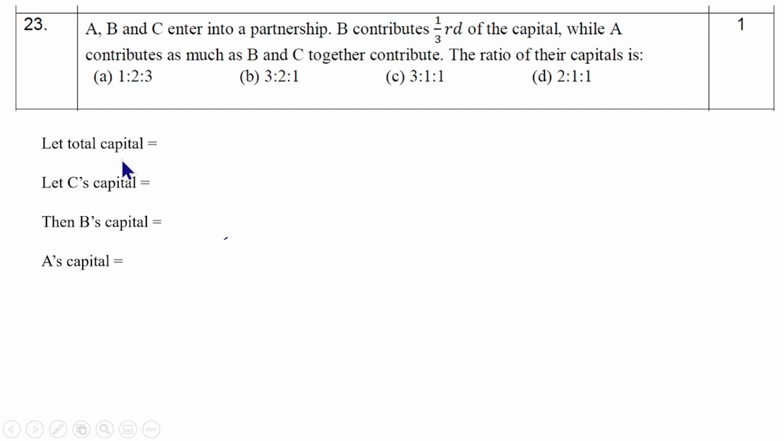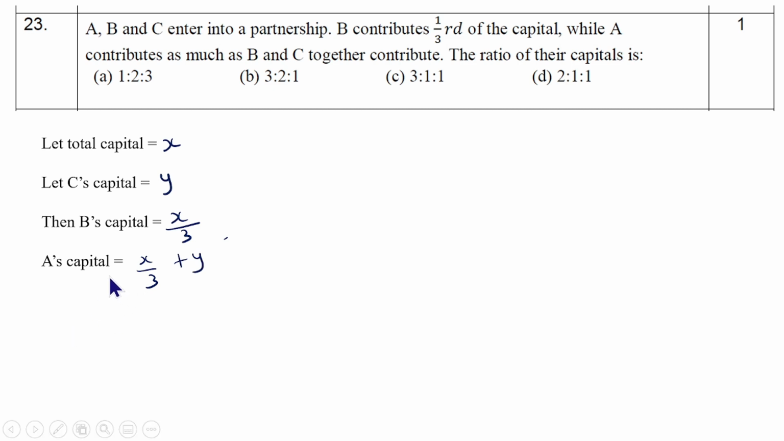So first let us take total capital equal to X rupees and let C's capital be equal to Y rupees. Here it is given B contributes 1/3 of the capital. It means B's capital is equal to X upon 3, so 1/3 of the total capital. And then it is given A contributes as much as B and C together contribute. So A's capital will be the sum of B and C, which is equal to X by 3 plus Y.